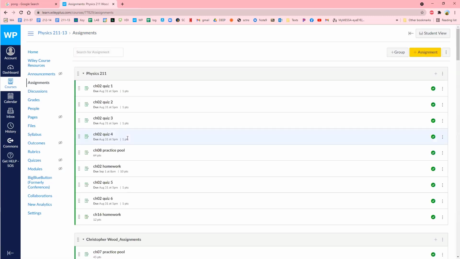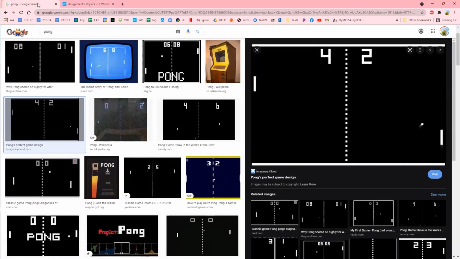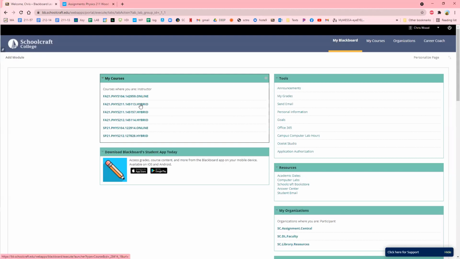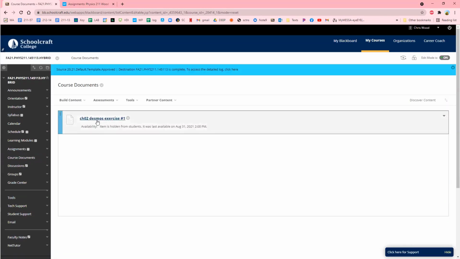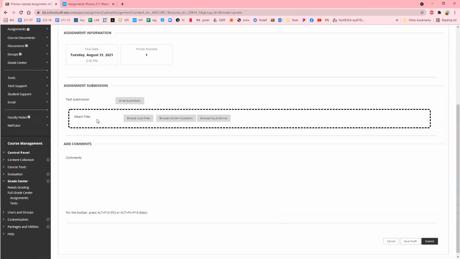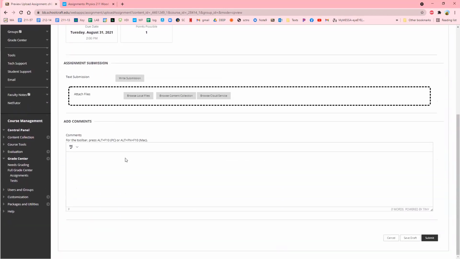Do you think you could go back over how to submit the Desmos screenshot? Yeah, log into Blackboard. So let me go there with you. Log into Blackboard. Go into our class, section 145, 113, and then you're going to click on course documents, and it's chapter 2, Desmos exercise number 1, and that's where you attach your work.